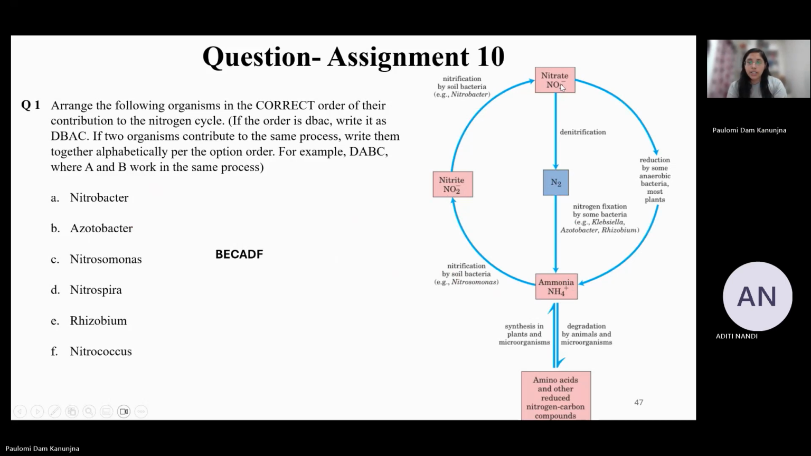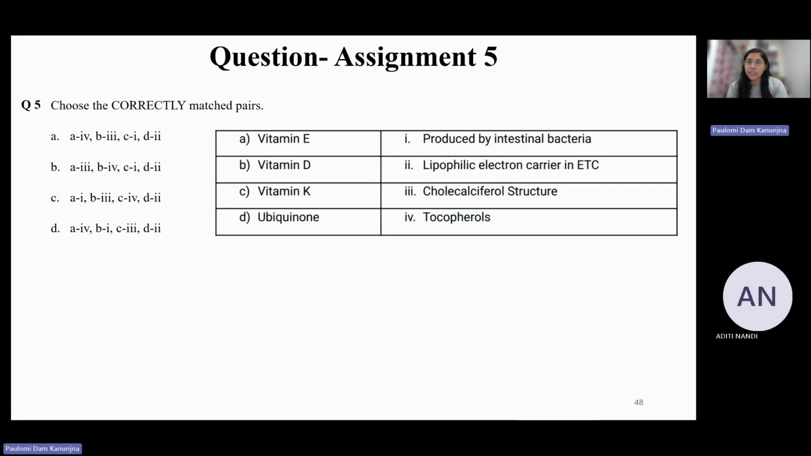Okay. All right. This one is about vitamins, which again comes from what we had discussed yesterday, and also from lipids. There are three more questions, this and two more, and then we can wrap up.